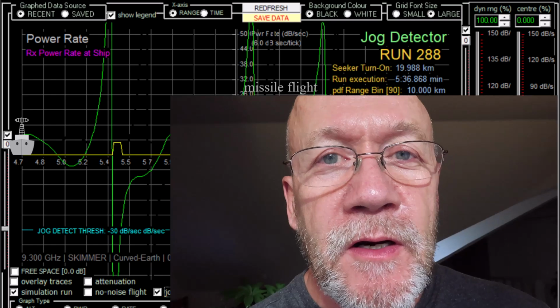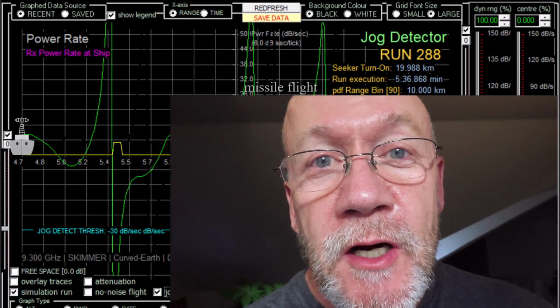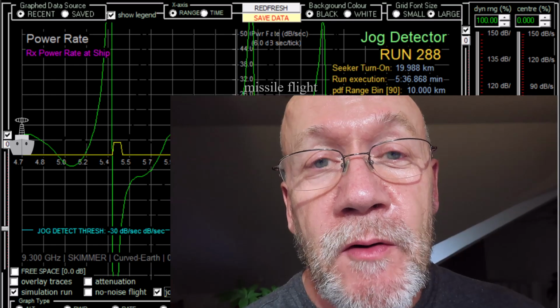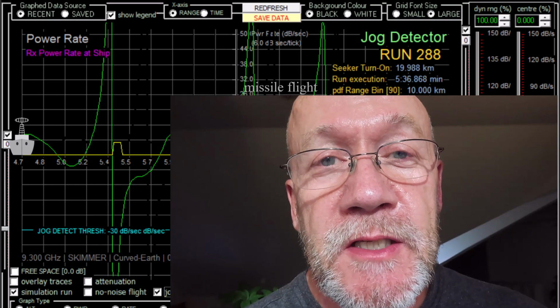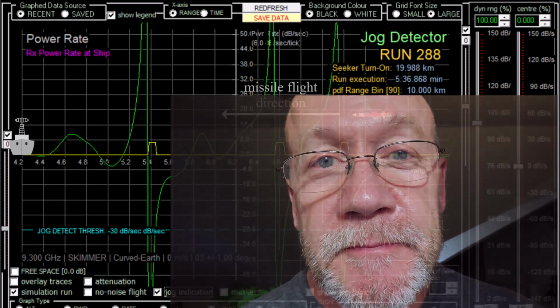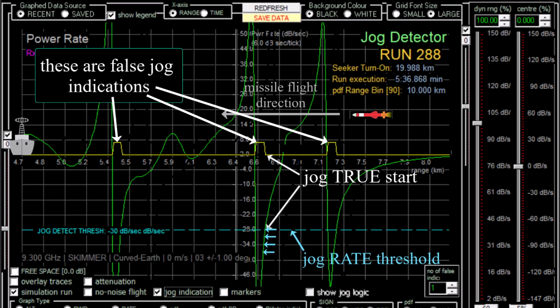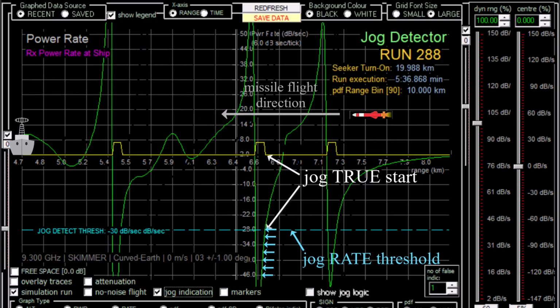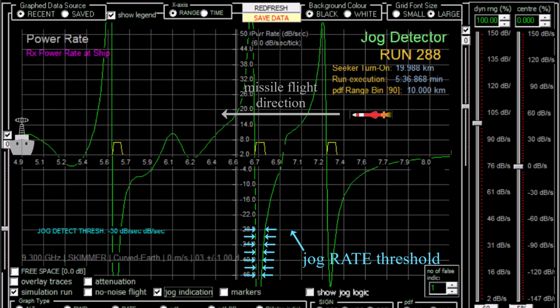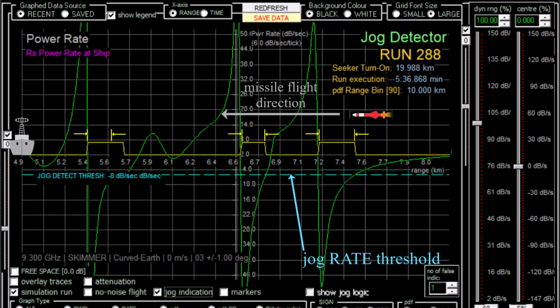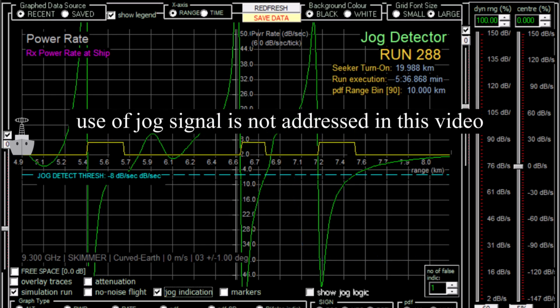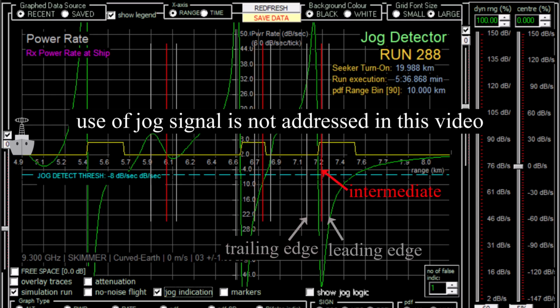But that's not what we have here, because a rate-based jog detector based on seeker power rate is too simple. The reason we proceed anyway is because the purpose of this video is to illustrate some principles. Now, when the power rate is more negative than the threshold value, the jog indication logic signal is true and it's false otherwise. Notice how the width of the jog logic signal changes as the indication threshold is made more positive. Use of the jog logic signal, whether it triggers an action on the leading or trailing edge or elsewhere, is a separate issue that is not addressed here.